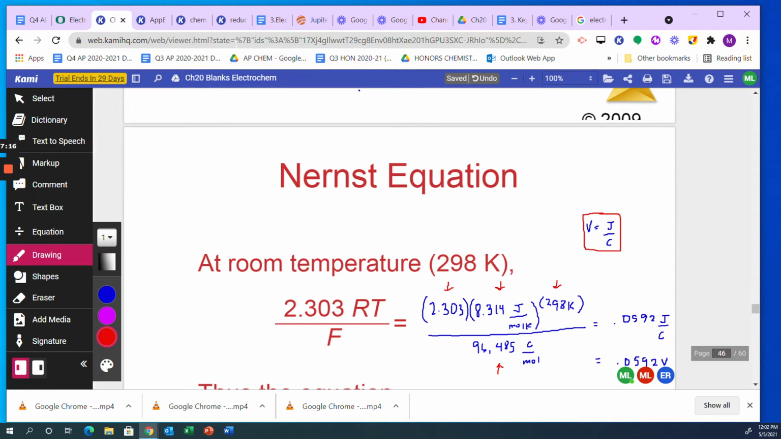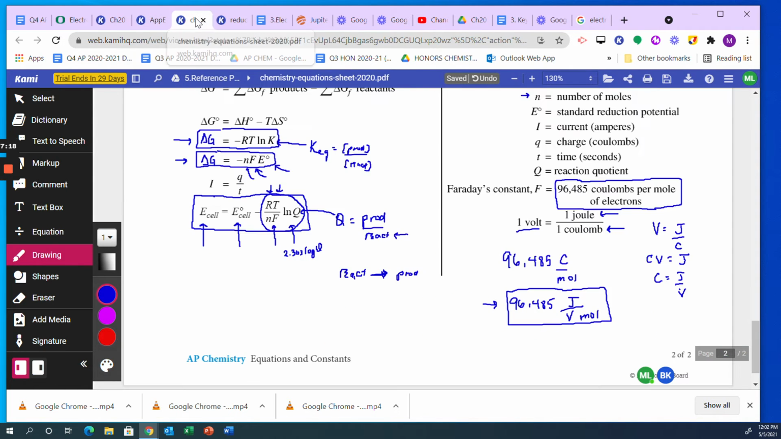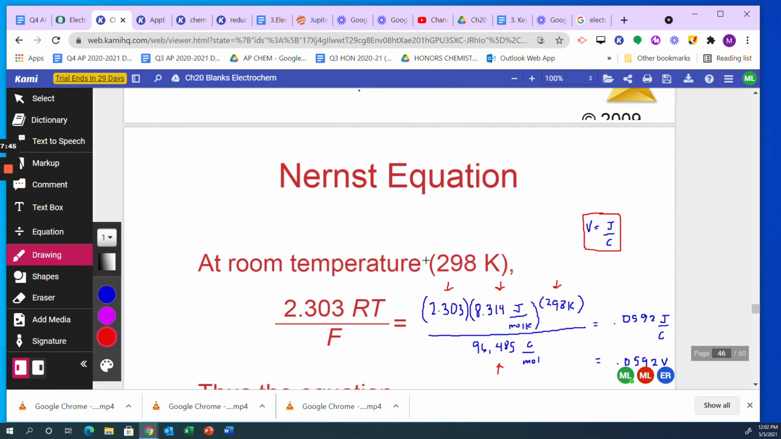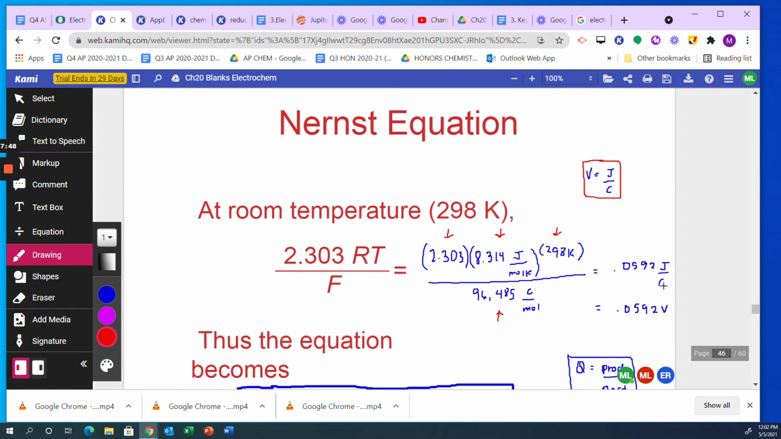And if you don't remember that, I have a few ways to remember it. Here's the equation, it's written right here. V equals J over C. And another way to remember it for me is Viva Jesus Christ. Another way to remember it is also understanding what it means. Voltage is the energy you get for a certain amount of charge. So then the 0.0592 J over C becomes 0.0592 volts.